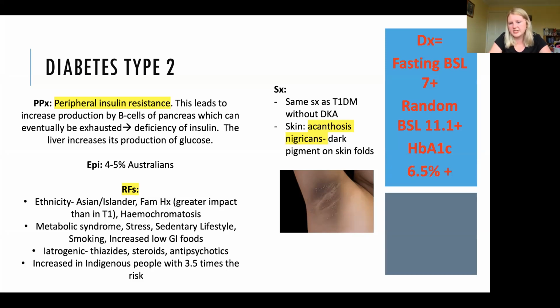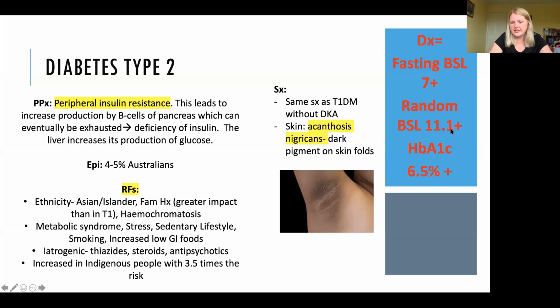In terms of symptoms, it is quite similar, but we don't get that presentation of DKA because we still do have some action of insulin in the body, so we don't see those acute episodic symptoms. One additional thing that's always useful to look for is acanthosis nigricans, which is the pigmenting of the skin folds, as you can see in this picture.